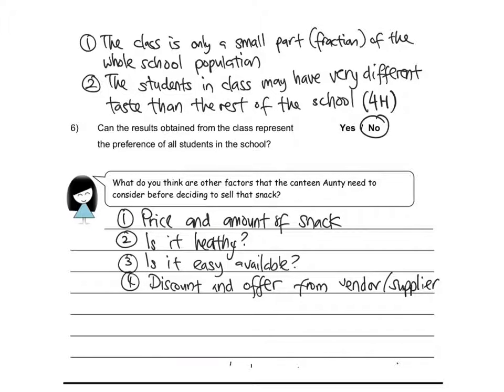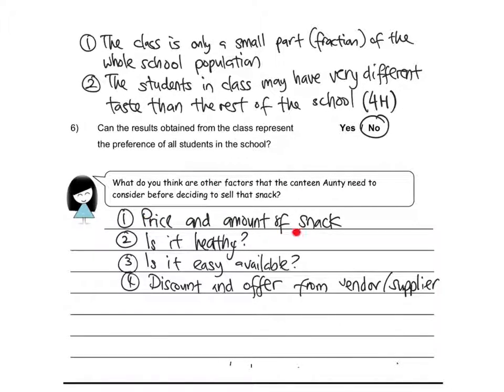Just to compare between the GE classes, even 4I and 4H, their tastes are very, very different. So you can see that obviously it cannot be used to represent the school's preference, not even for the GE class. Now, what are the factors that the auntie needs to consider when deciding the snack?